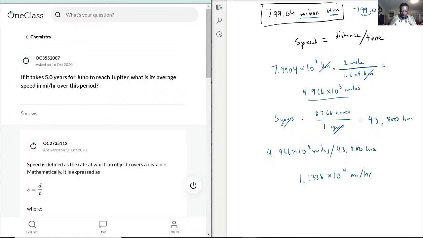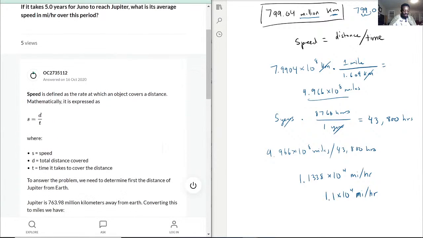So there we go. It says 5.0 years. The reason why significant digits matter now is they only gave us 2 with the 5.0. So here the answer is just 1.1 times 10 to the 4 miles per hour. That should be the answer. Let's see how they discussed it.